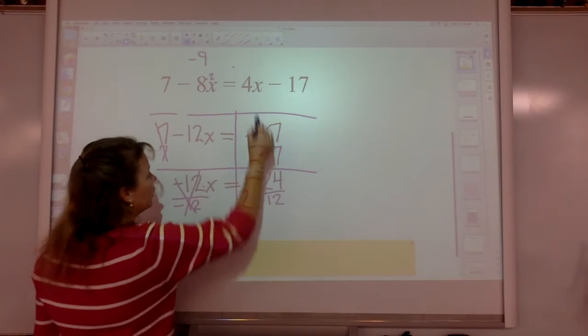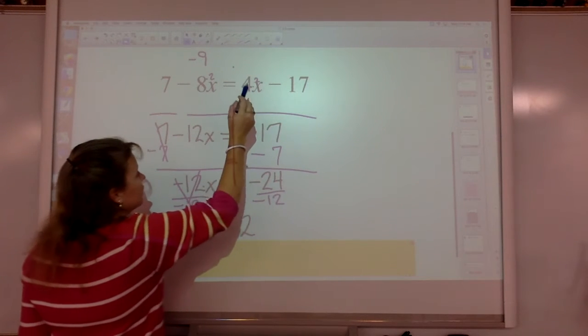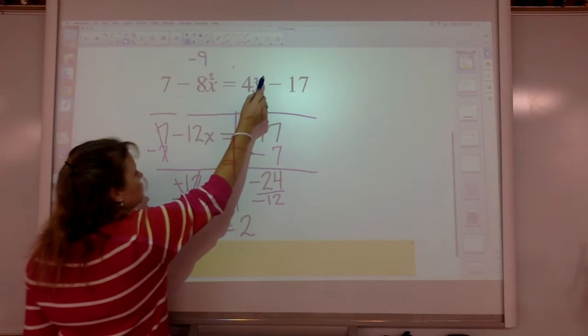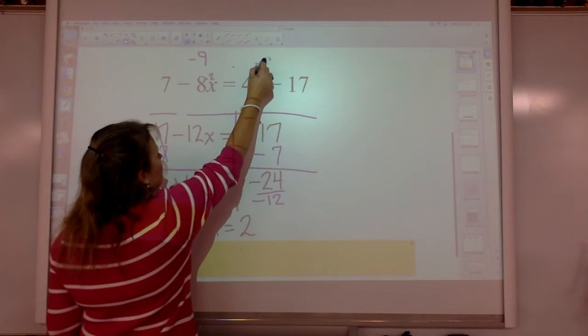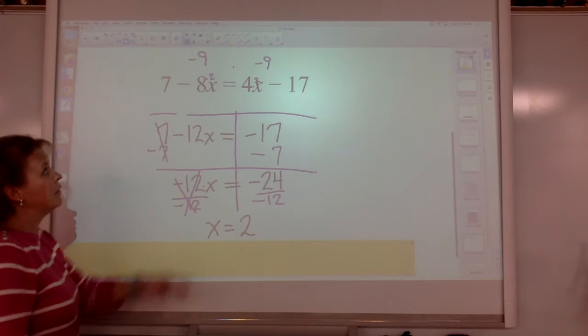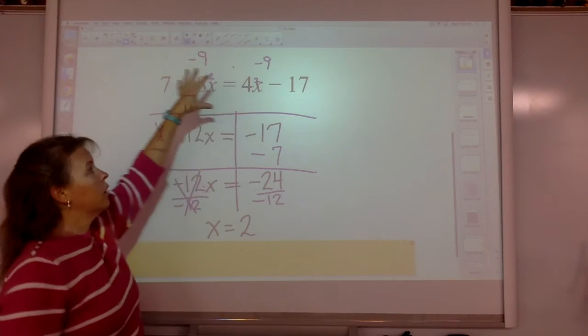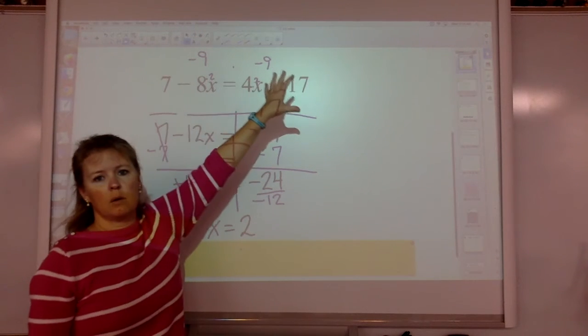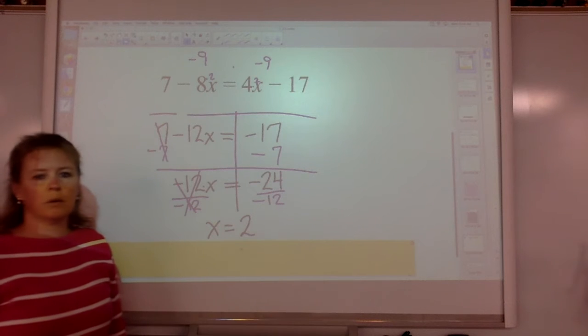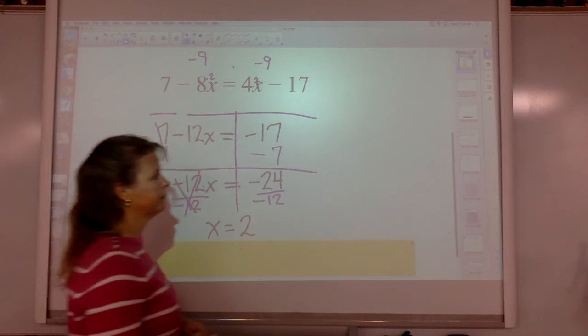Then put the 2 in over here for the x. 4 times 2 minus 17, and you get negative 9. So instead of checking to see if you get the answer, you're going to check to see if the left side of the equation balances and is equal with the right side of the equation.